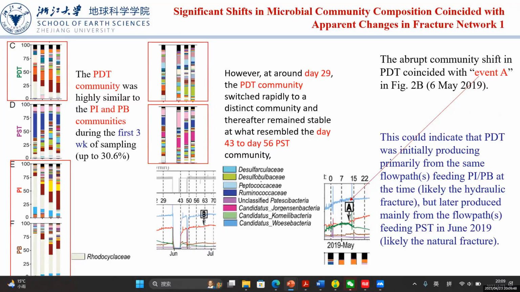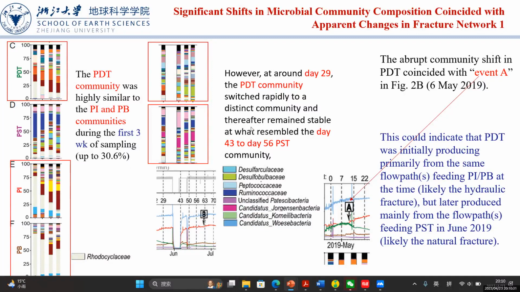And the second result was comprised of 3 parts. So this is the first one. They say the PDT borehole community was highly similar to PI and PB communities during the first 3 weeks of sampling. So I separated the figure, and so it's easier for us to understand this result.